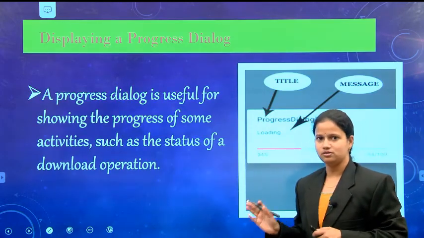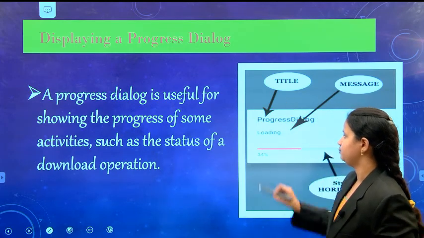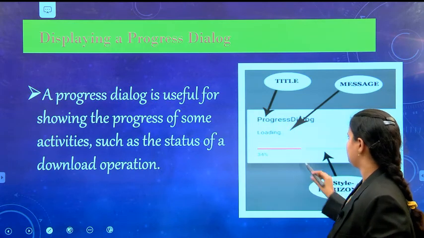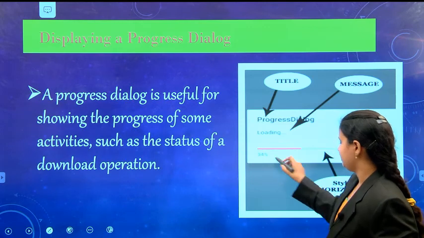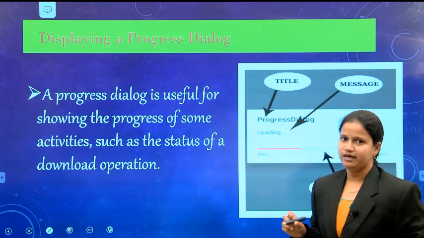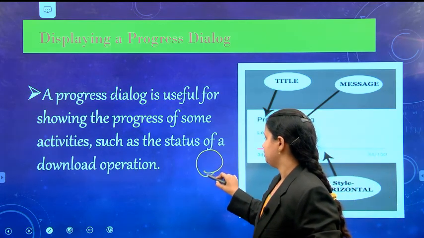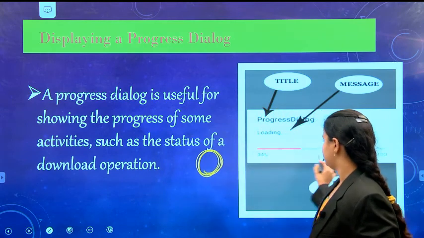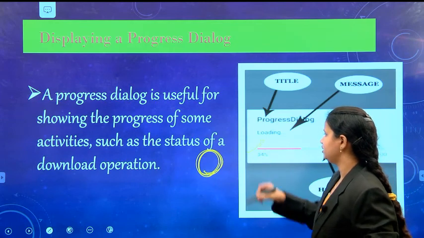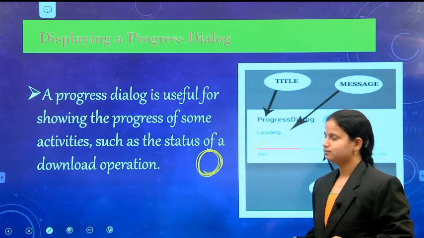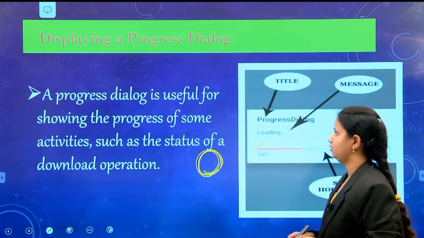The progress dialog also has different properties: the title, to display the title of that progress dialog, and the message, which is what I want to display in that progress dialog. There is also the style. Horizontal means the status will be displayed in a different way. The spinner style means it will be rotating. So, the style is chosen according to how you want to display the progress.